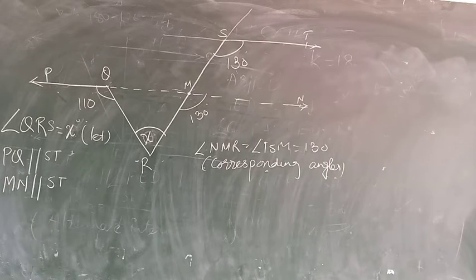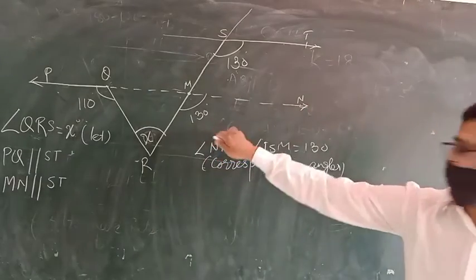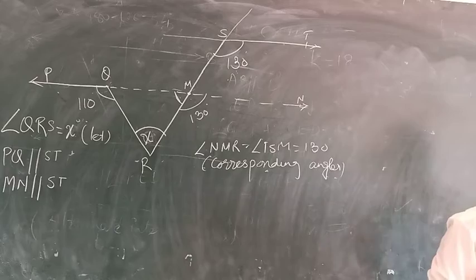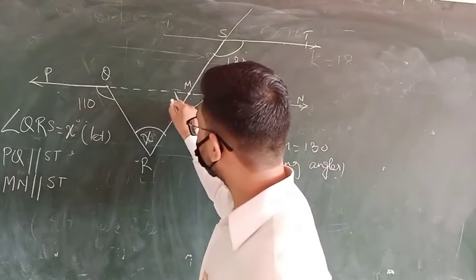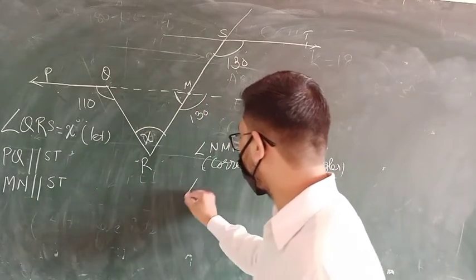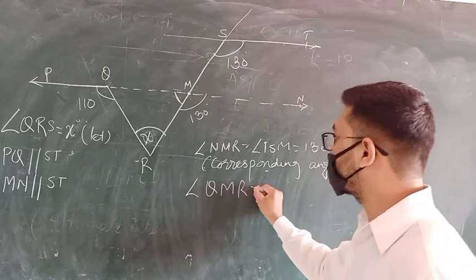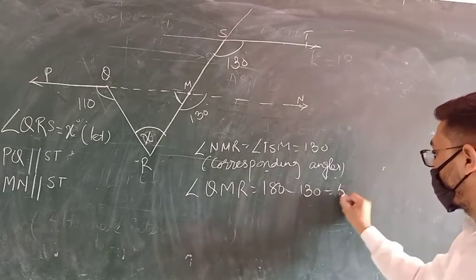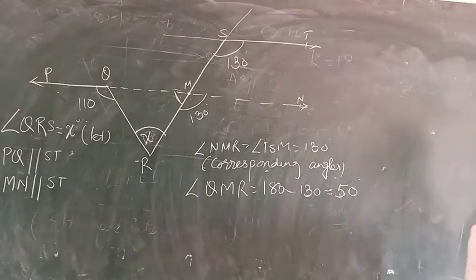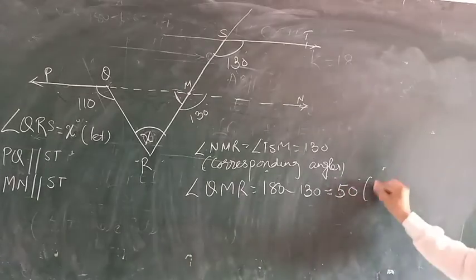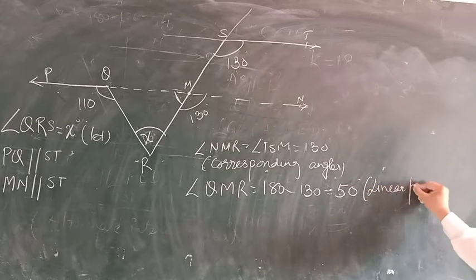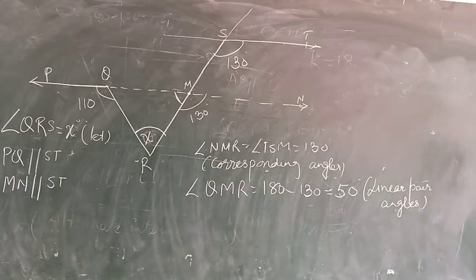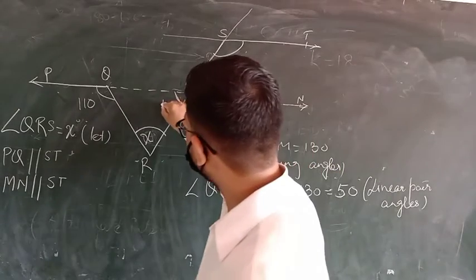These are corresponding angles. Now, if this is 130, can I get this angle? How? Linear pair angle. So I can write QMR is equal to 180 minus 130, which is equal to 50 degrees, right? This is 50 degrees, and the reason is linear pair angles. Any doubt? So this angle is equal to 50 degrees.